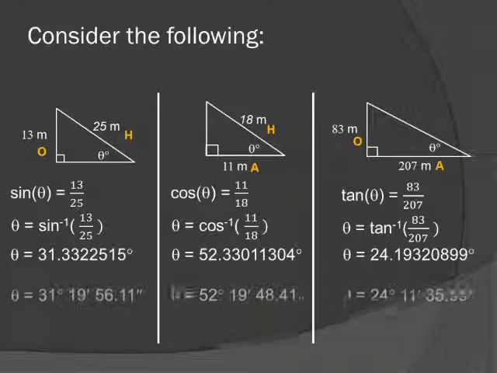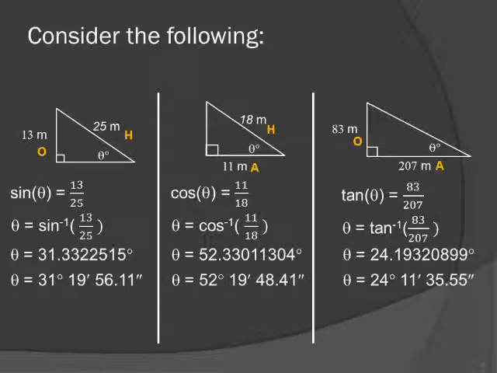Use degrees, minutes and seconds. So 31 degrees, 19 minutes, 56 seconds in the first, 52, 19, 48 in the second, and 24, 11, 35 in the third. Round according to the nearest minute. So we have our 3 answers. For the first one, the angle to the nearest minute is 31 degrees 20 minutes. In the second one, it's 52 degrees 20 minutes. And in the third one, it's 24 degrees 12 minutes.